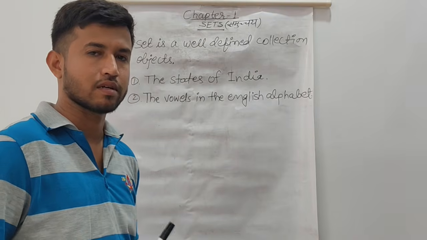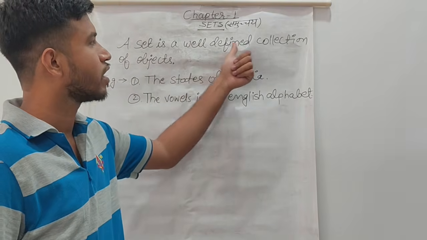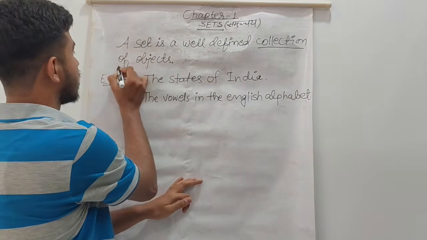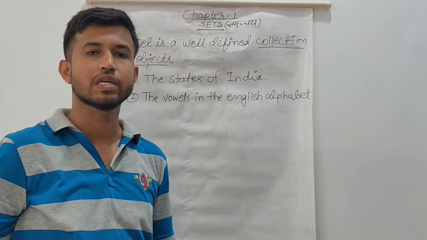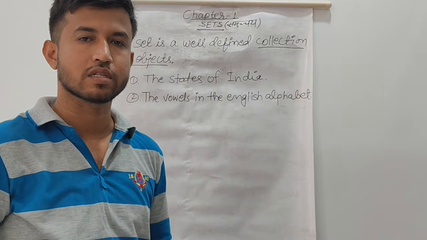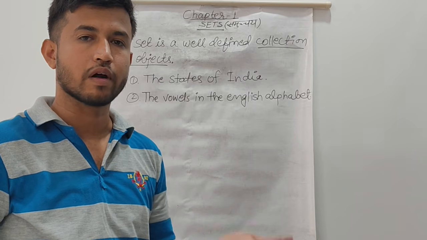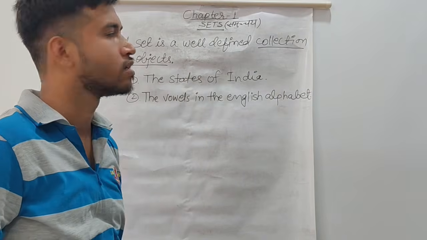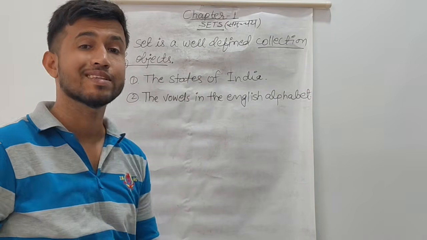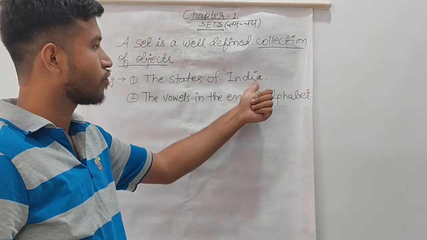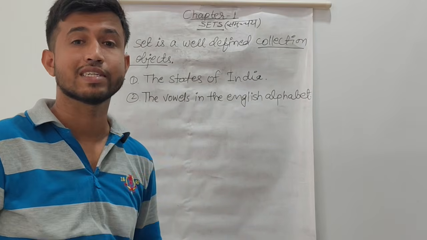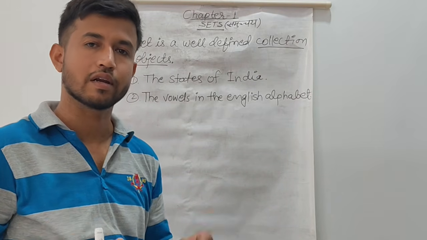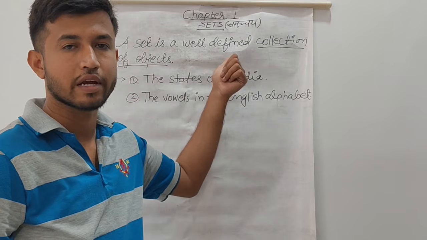What do you mean by a set? A set is a well-defined collection of objects. We simply see a collection of objects. In mathematical terms we call these sets. For example, the states of India, the vowels in the English alphabet like A, I, U. This is a collection, and in mathematical terms we call it a set.